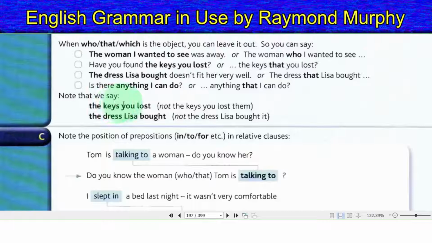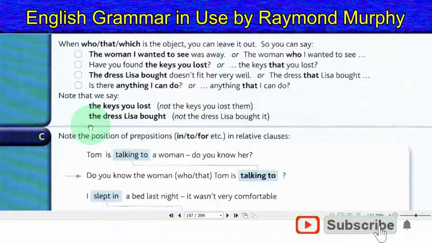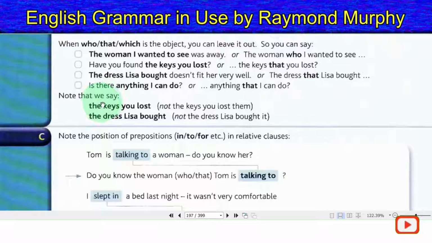Note that we say the keys you lost, not the keys you lost them. The dress Lisa bought, not the dress Lisa bought it.